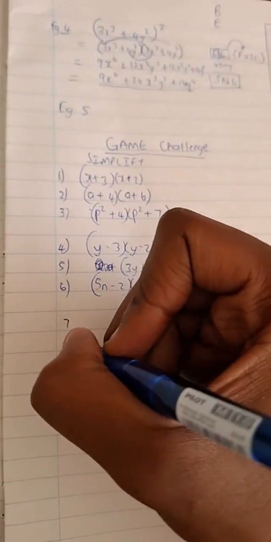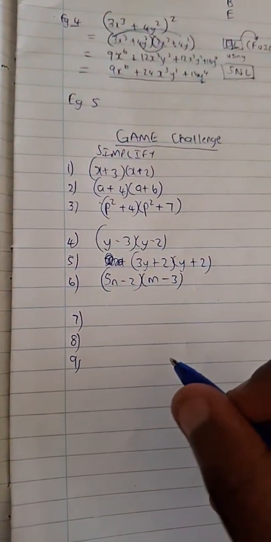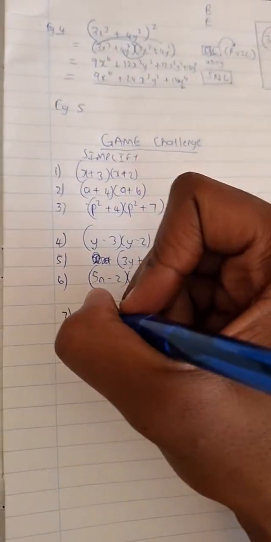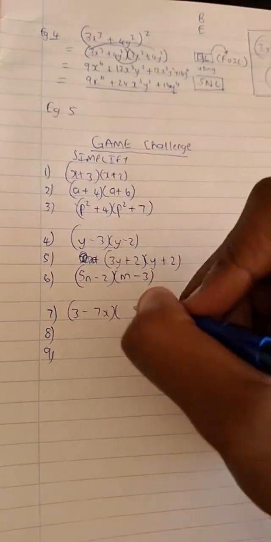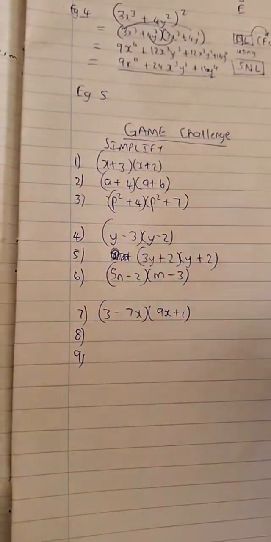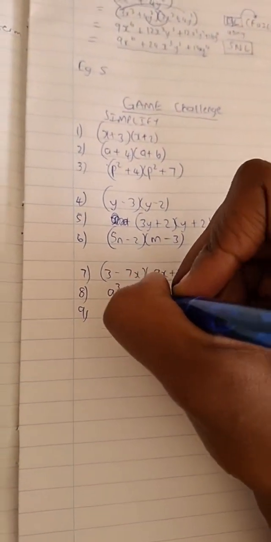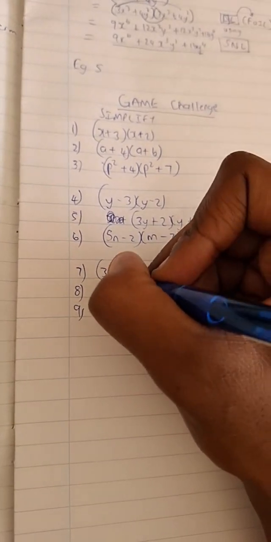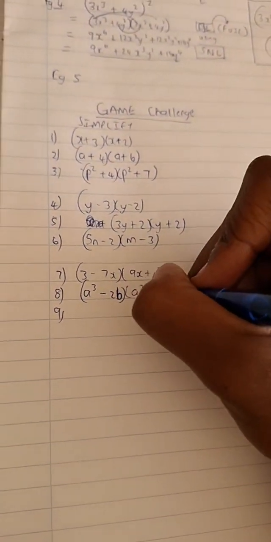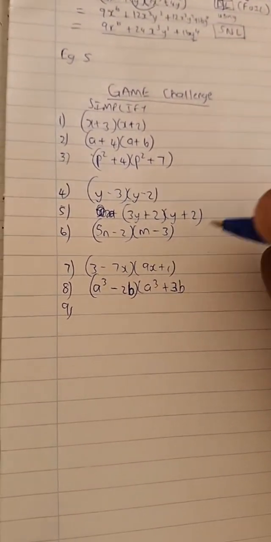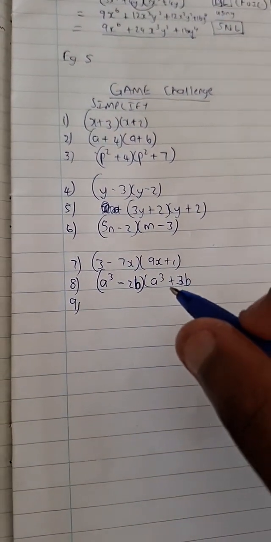Okay, 7, 8, 9. A cubed minus 2b into a cubed plus 3b. 9.